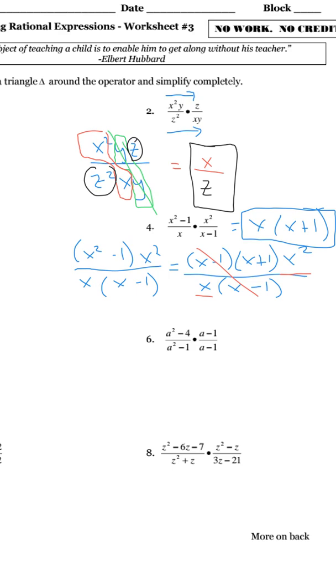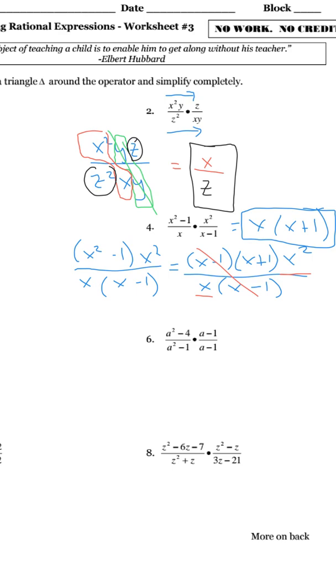Looking at number 6 now, we have a squared minus 4 times a minus 1. Sorry, a squared minus 4 over a squared minus 1 times a minus 1 over a minus 1. So your first thought might be, oh, let's do a squared minus 4 in parentheses, multiply it with a minus 1, and then do a squared minus 1 in parentheses and multiply it with a minus 1. But take a second and think about that.